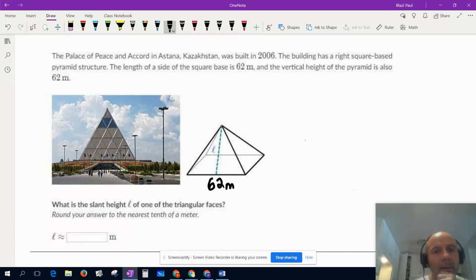Now it mentions the vertical height is 62 meters. Well, what is the vertical height? The vertical height simply just goes straight from the tip of the pyramid to the very middle of the square base. I think that intuitively should make sense to you. And so this is the triangle we're looking at right here.